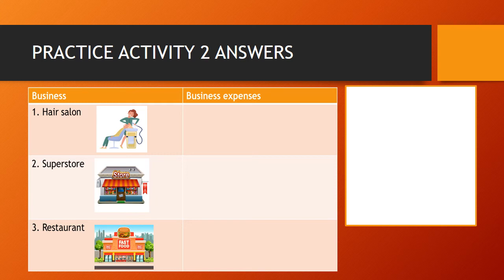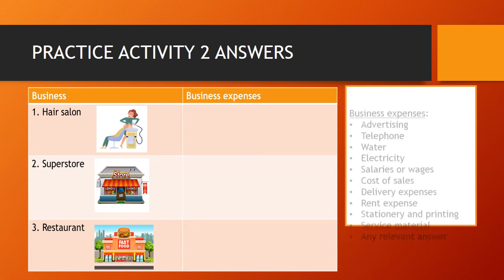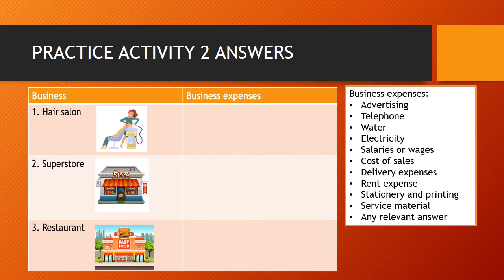And so for all 3 businesses, if you've written any of the following, please give yourself the relevant marks. Advertising, telephone, water, electricity, salaries or wages, cost of sales, delivery expenses, rent expense, stationery and printing, service material, and any other relevant answer. So you give yourself 5 marks if you've written 5 things for hair salon, another 5 marks if you've written 5 expenses for superstore, another 5 marks if you've written 5 business expenses for a restaurant.